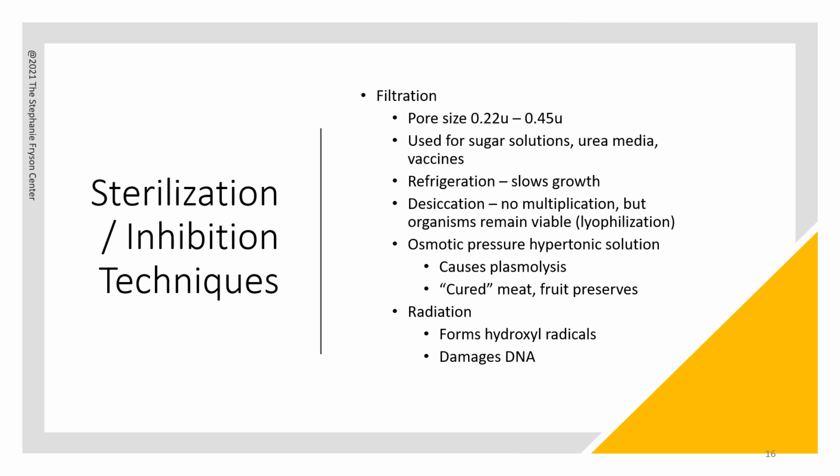Osmotic pressure, hypertonic solution. Hypertonic means increased salt solution. It causes plasmolysis, which means breaking down the plasma. This is used in cured meat and fruit preserves. So cured meat, you can think of potted meat, which is kind of gross, and fruit preserves. So when you get through a micro course, you might completely change your diet, at least for a little bit. And then radiation forms hydroxyl radicals, and it damages the DNA.